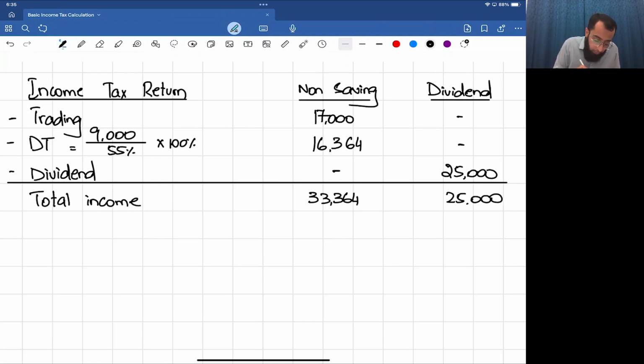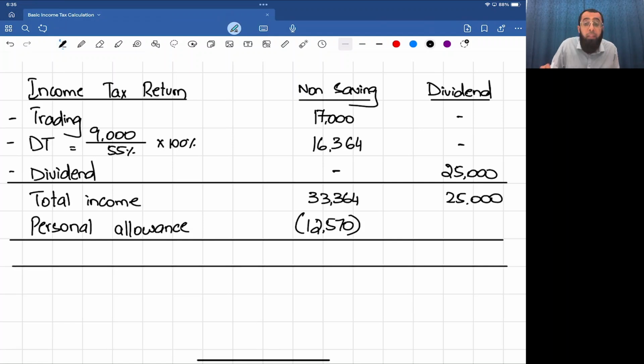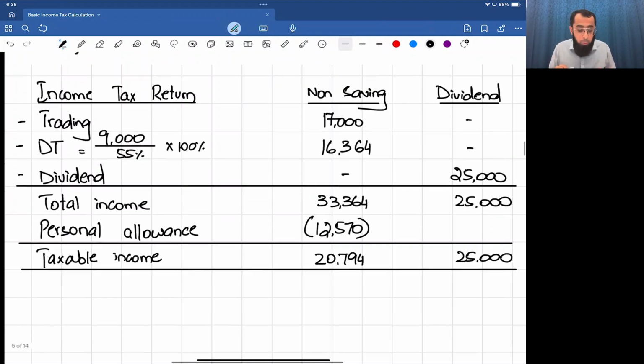Done. Now you deduct the personal allowance from it. Your personal allowance is 12570, and you arrive at the value of taxable income. Here you go. Okay, so your taxable income will be 33,364 minus 12570. It's 20794, and here it's 25,000. I hope you are getting it.